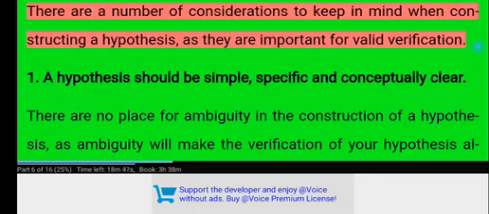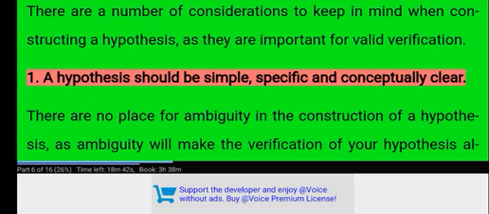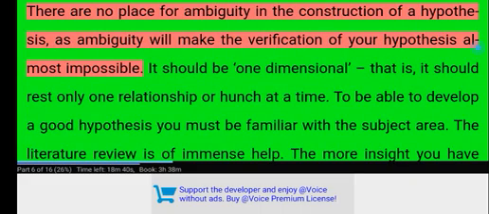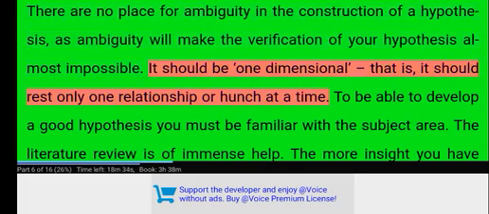Characteristics of hypothesis. There are a number of considerations to keep in mind when constructing a hypothesis, as they are important for valid verification. 1. A hypothesis should be simple, specific and conceptually clear. There is no place for ambiguity in the construction of a hypothesis, as ambiguity will make the verification of your hypothesis almost impossible. It should be one-dimensional, that is, it should test only one relationship or hunch at a time.